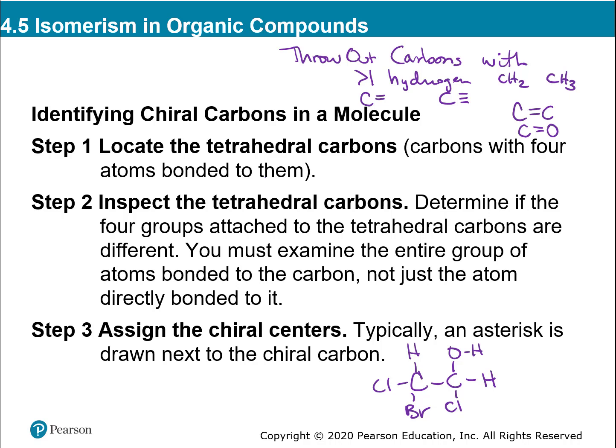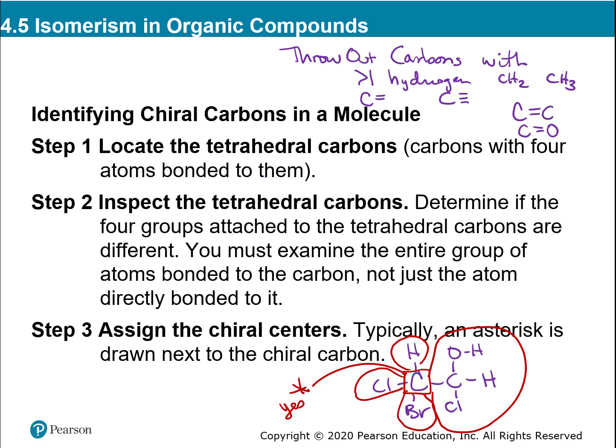So when you're inspecting, here's a carbon. When I ask myself, are all 4 groups different? The question is this group, this group, this group, and this whole group. It's not just the carbon to the right, it's everything to the right, everything to the left, everything above and below. Do you see that all 4 of those are different? Yes. So they like to put a little asterisk next to it. So yes, this would be chiral.